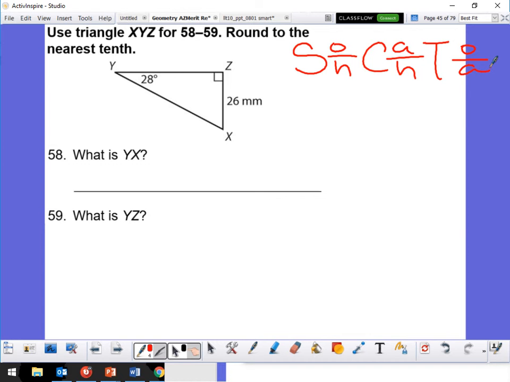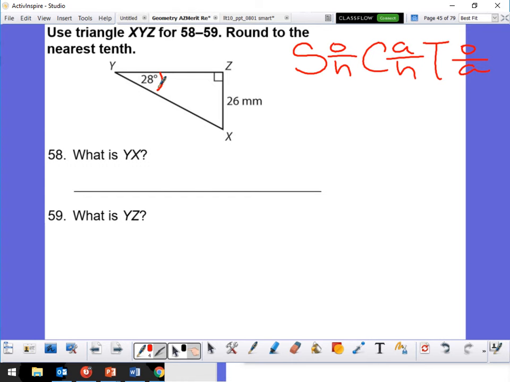Okay, so now, in this case right here, what is my reference angle? My reference angle is 28 degrees. So from there, let's go ahead and label everything.